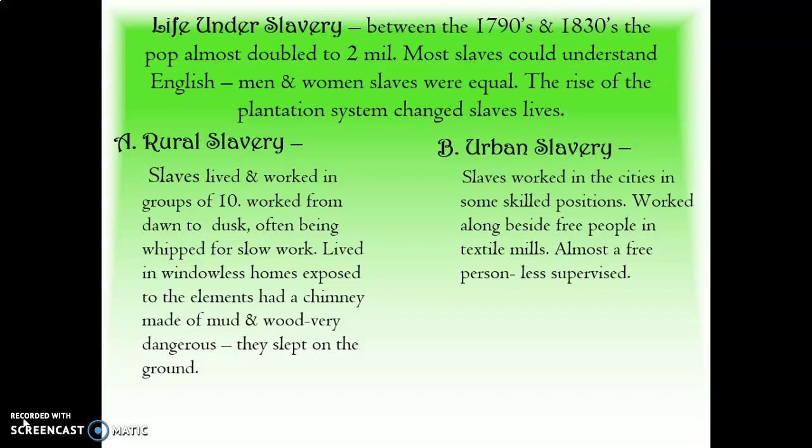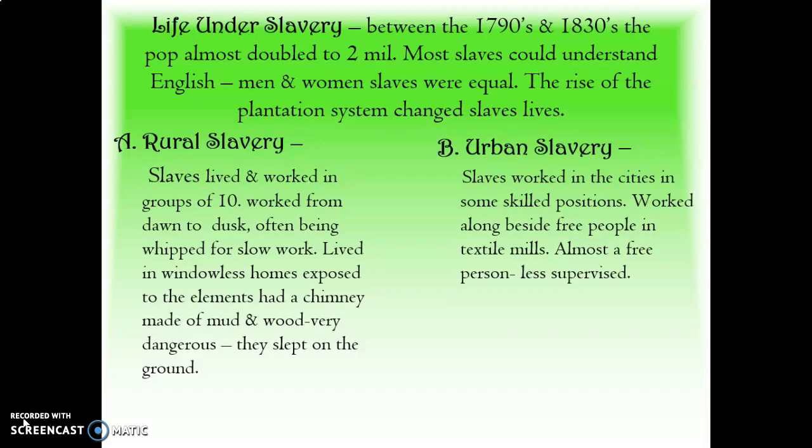Life under slavery: between the 1790s and 1830s, the population almost doubles in America. Most slaves could understand English. Men and women slaves were equal in the fact that they had no rights. And the rise of the plantation system changes slaves' lives. Remember, Eli Whitney's going to come along in 1793 and develop this cotton gin, and the plantation system explodes.